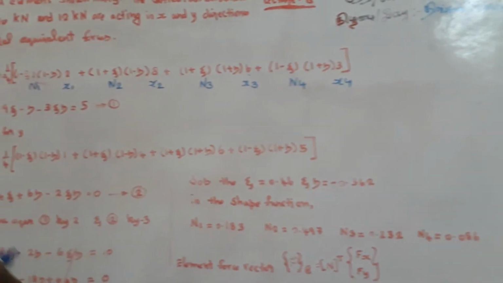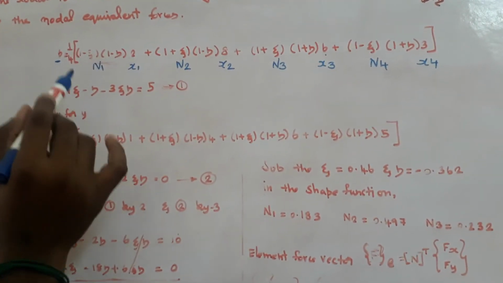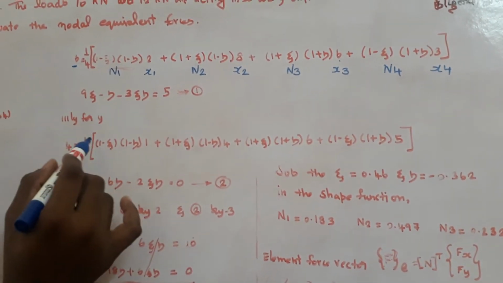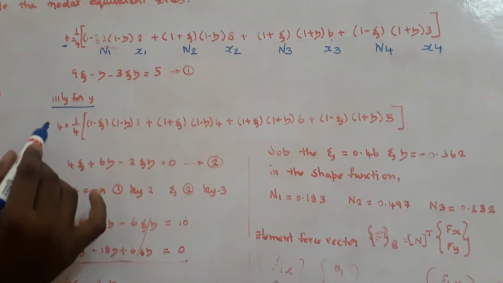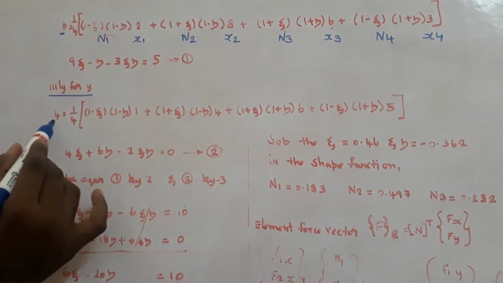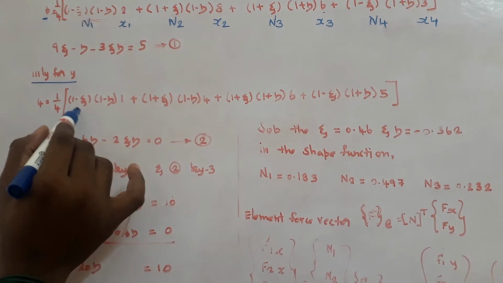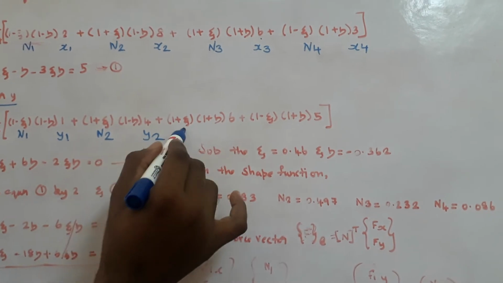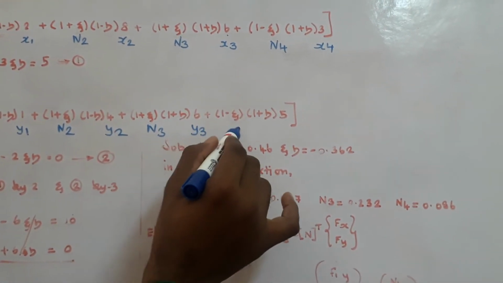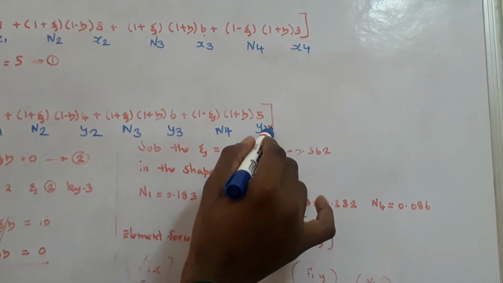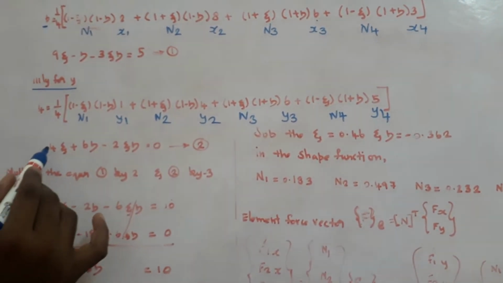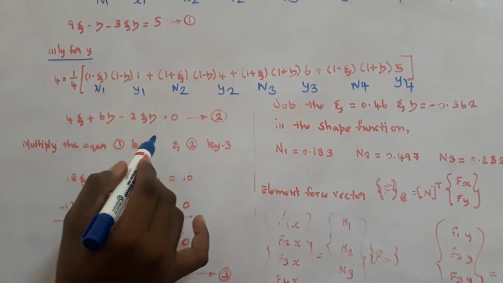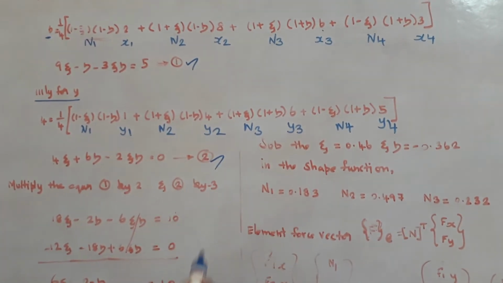By simplifying this, we get 9 epsilon minus eta minus 3 epsilon eta, which is equal to 5, and we have to follow a similar procedure for y also. For y, the Cartesian coordinate of point P is 4, which is equal to 1 by 4, and this is for N1, and this is y1, and N2 y2, N3 y3 and N4 y4. By simplifying this, we get 4 epsilon plus 6 eta minus 2 epsilon eta, which is equal to 0. This is equation 1 and this is equation 2.